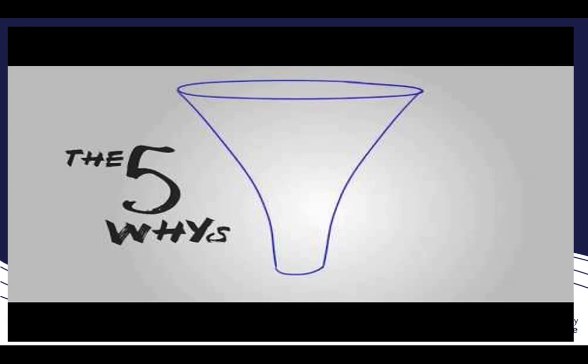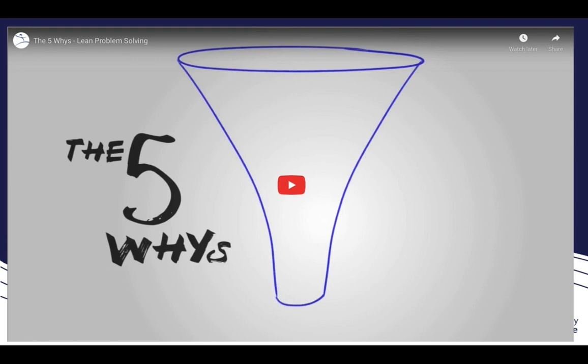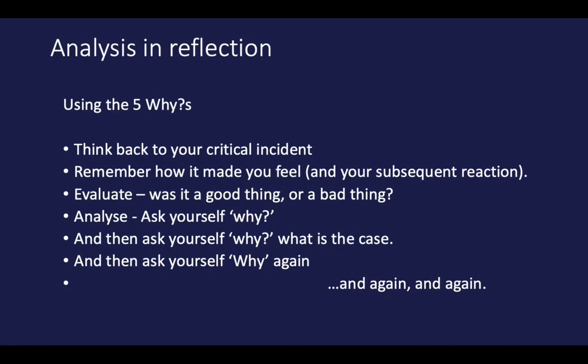That leads on really to the 5 whys. Ask yourself the questions, the 5 whys. Think back on your critical incident. Remember how it made you feel. Evaluate it. Was it a good or bad thing? And then ask yourself why. Why is it good? Why was it bad? Why is this the case? And then ask again and again and again. Keep asking yourself why.